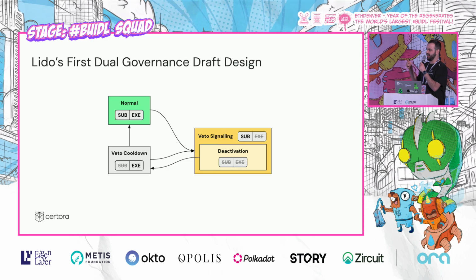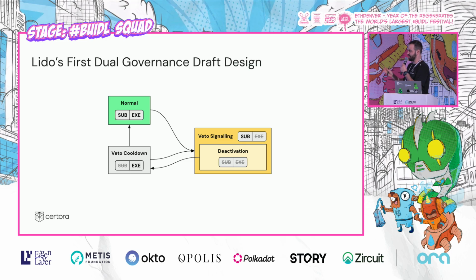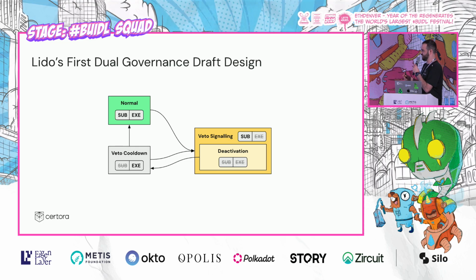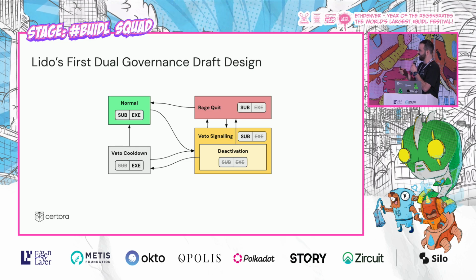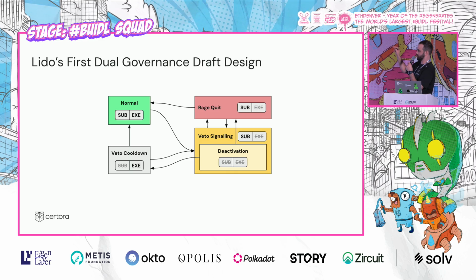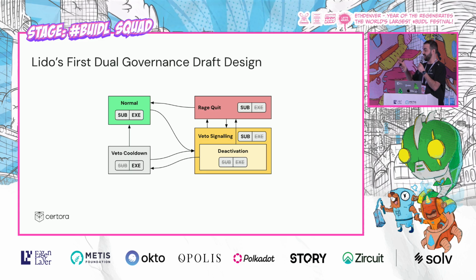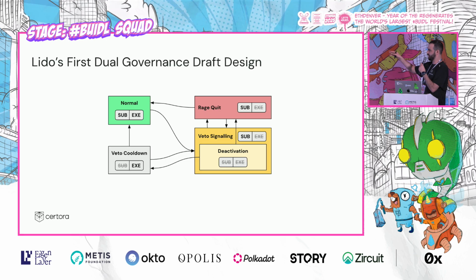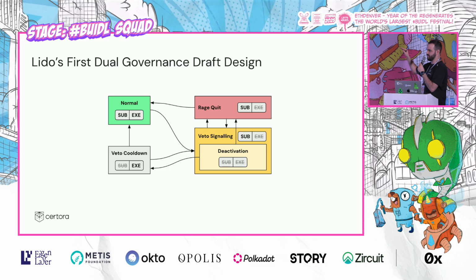If we are able to get to 45 days and 10% of the funds, which is $3 billion, which is of course a lot of money, then after 45 days, we reach the rage quit state. The rage quit state, like the veto signaling state, we cannot execute, to prevent the theft of the funds from the users, but we can submit. Once we reach this state, it's very simple.